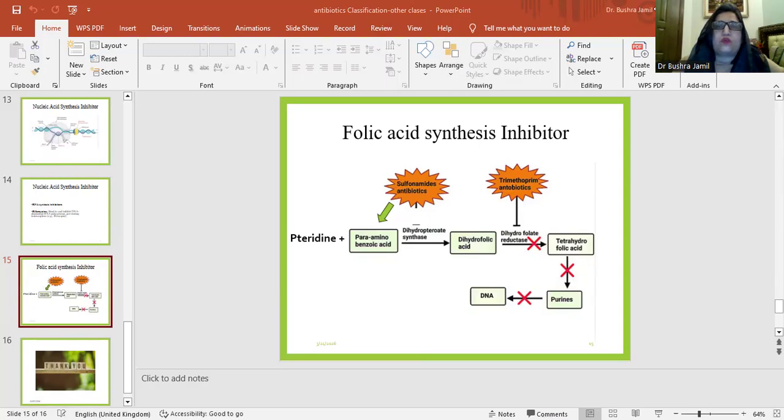So that's all about antibiotics. In the next lecture, inshallah, we will discuss how the bacteria develop survival strategies to counter these antibiotics. So that's all for today.